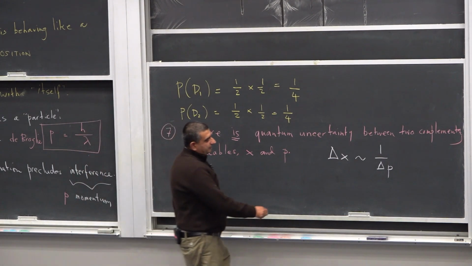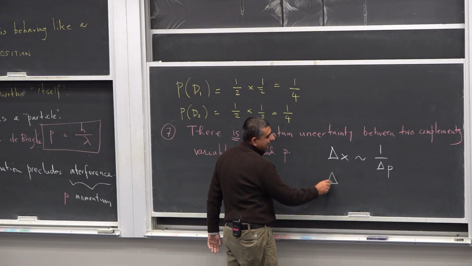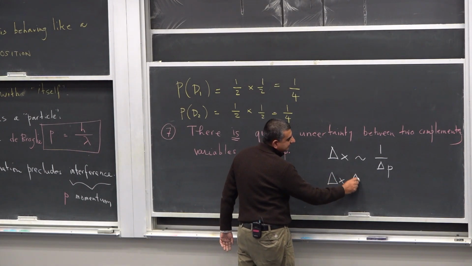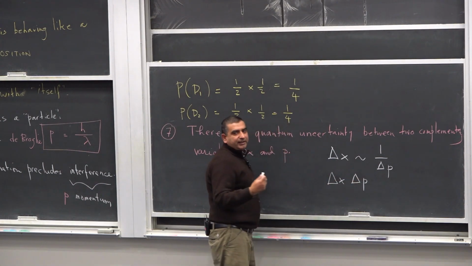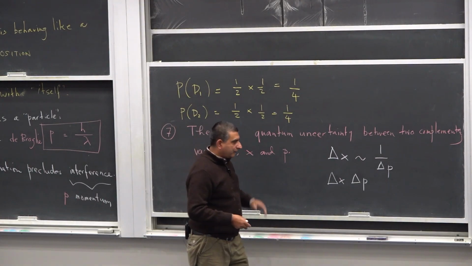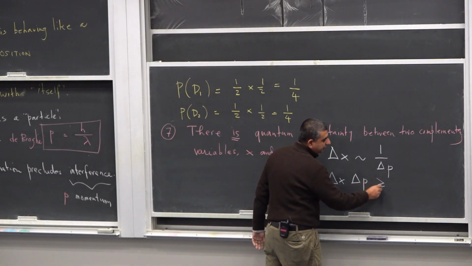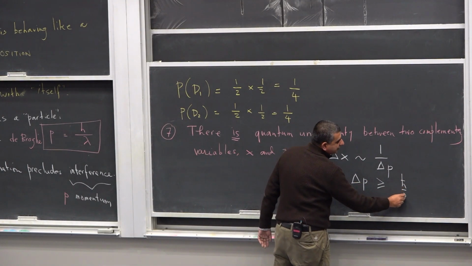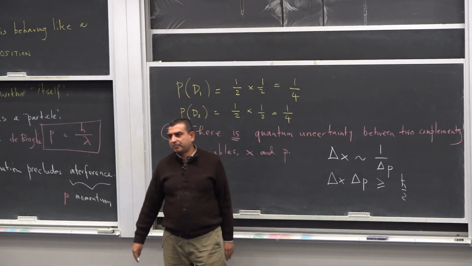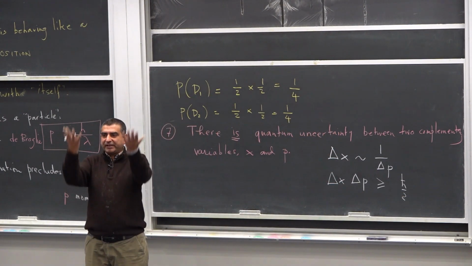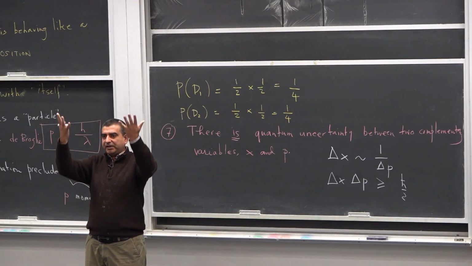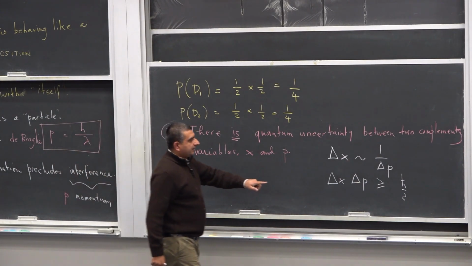And sometimes, in fact most times, you could also write this as delta x delta p is greater than or equal to some constant. In this case it's h bar over 2, but it has to be greater. The product of delta x and delta p has to be greater than this value.